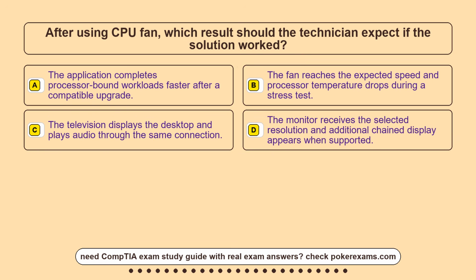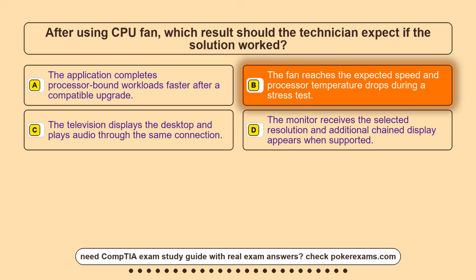Question 2. After using a CPU fan, which result should the technician expect if the solution worked? Option A. The application completes processor-bound workloads faster after a compatible upgrade. Option B. The fan reaches the expected speed and processor temperature drops during a stress test. Option C. The television displays the desktop and plays audio through the same connection. Option D. The monitor receives the selected resolution and an additional chained display appears when supported.